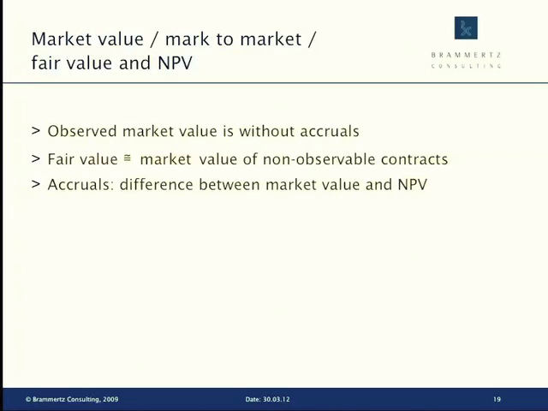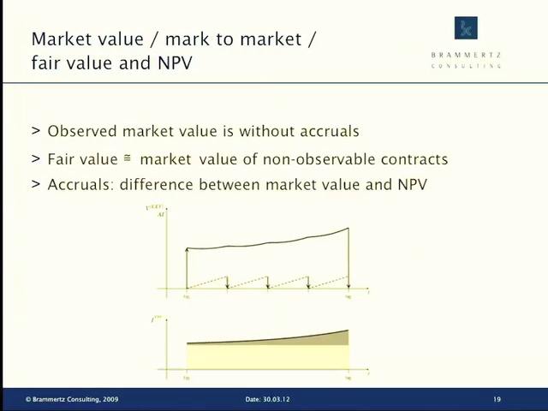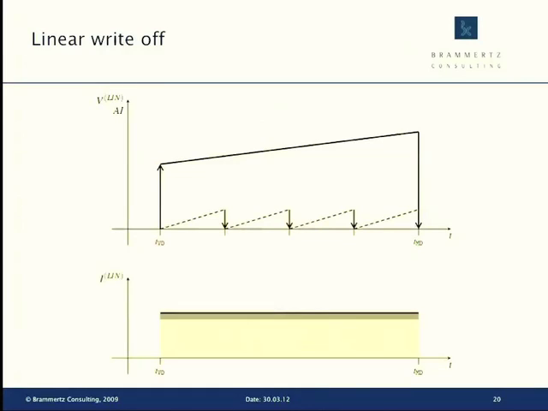Yeah, the accrual is the difference between market value and NPV. Okay. Now the last one of the big four is linear write-off. Now that looks simple. So we write off this additional income equally over time.